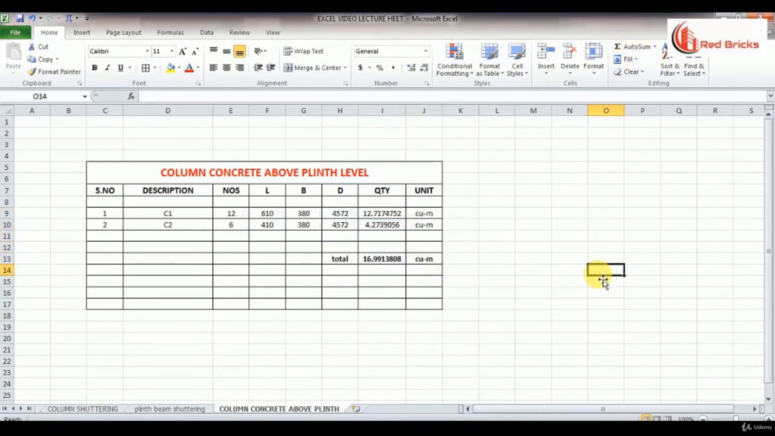In this lecture, we learned to calculate the concrete quantity of column above plinth level.